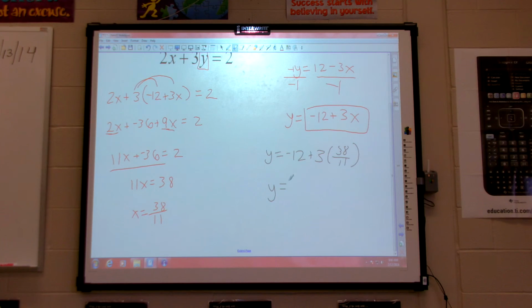What will I get? 2.3. Fraction. Oh, 246 over 11. Is that what you got? No. Anyone else? Is that -12 you added? Is it -18 over 11? That's what I got. -18 over 11? Two of us got that? Anyone else? Yeah, I see, yes, yes.